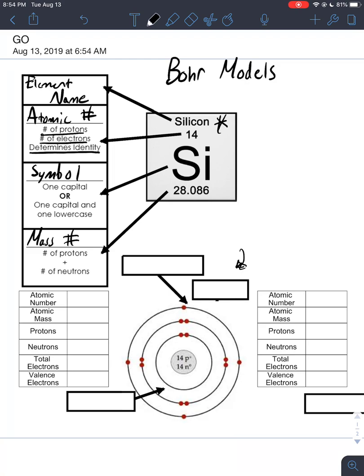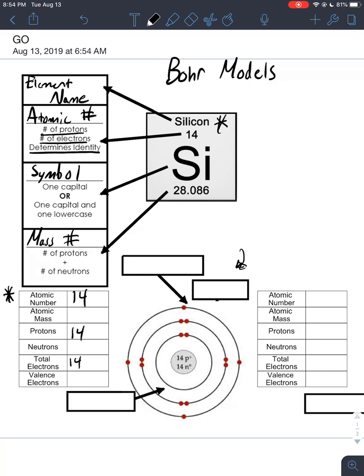Now I want us to direct our attention down here to this table. We know a lot of this information. We're going to have to do a little math to solve for some of it. If I'm going quickly and you're confused, pause and rewatch. The atomic number is 14. We get that straight off the periodic table. Then that tells us how many protons there are and how many electrons there are. So you can fill in that there are 14 protons and that there are 14 electrons.